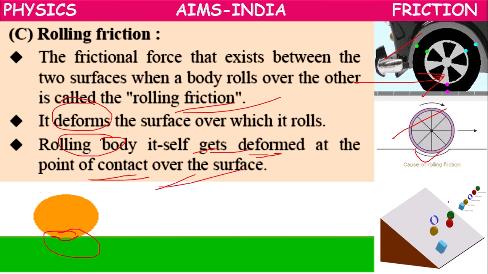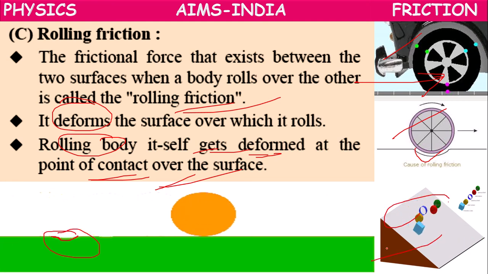Here you can observe. Different objects are rolling, but this one is hard enough, that's why it is not getting deformed. If it is soft, we can observe deformation in the block.